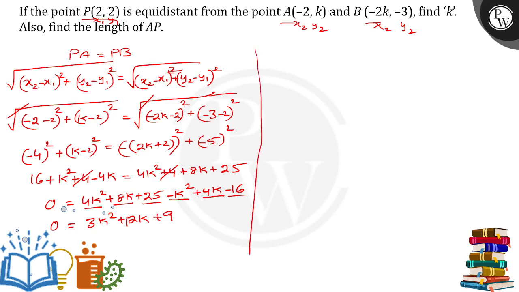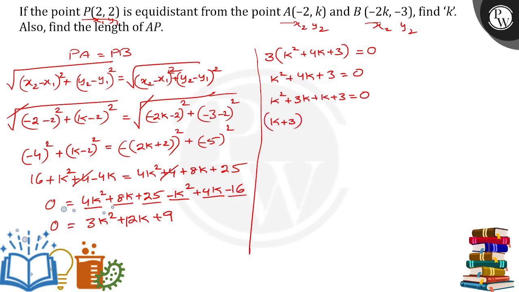Okay, so from that if I take 3 common, I will get k square plus 4k plus 3 equal to 0, because 3 will go to 0 and get cancelled. So we need to do factorization. k square plus 3k plus k plus 3 equal to 0. k into (k plus 3) plus 1 into (k plus 3) equal to 0, so (k plus 3)(k plus 1) equal to 0. So k plus 3 equal to 0, so k is equal to minus 3. Then k plus 1 is equal to 0, so k is equal to minus 1.